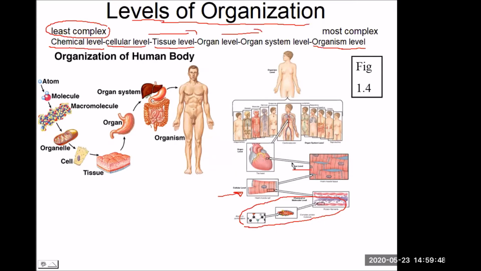Multiple tissues interact to form an organ. And each organ of our body belongs to at least one organ system. And we just pointed out earlier that there are 11 organ systems, as you can see right here from this figure. And then all 11 of these organ systems interact to, of course, create the entire organism, in this case, the human body.